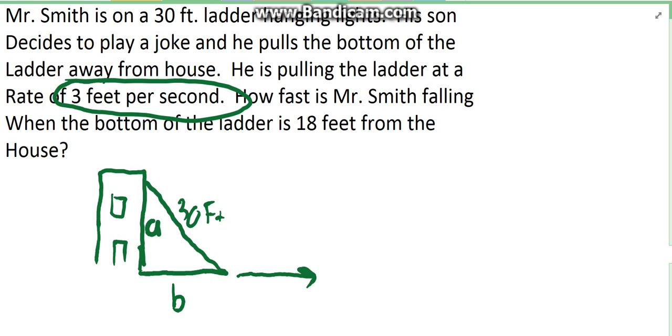Cool? So in a question like this, they will not just ask you how fast is the ladder falling, because it's different for different times. They have to ask you about a specific time. In this case, it's how fast is that ladder falling, specifically when the bottom is 18 feet from the house.